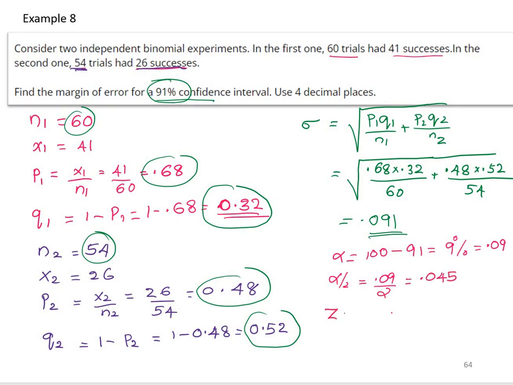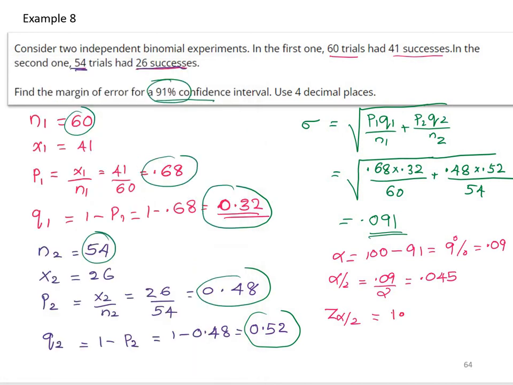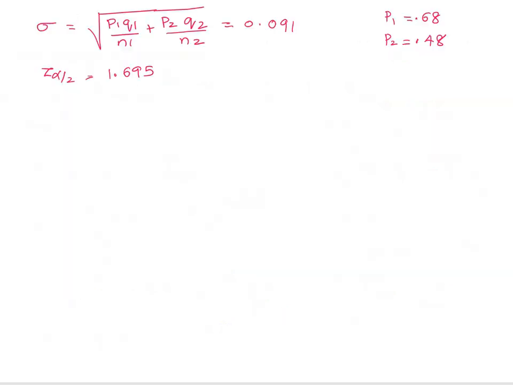Now we can find z alpha by 2 using the GeoGebra table. Here we have to find the probability of 0.045. So input that value, and then it will be 1.695. So we take it as 1.695.